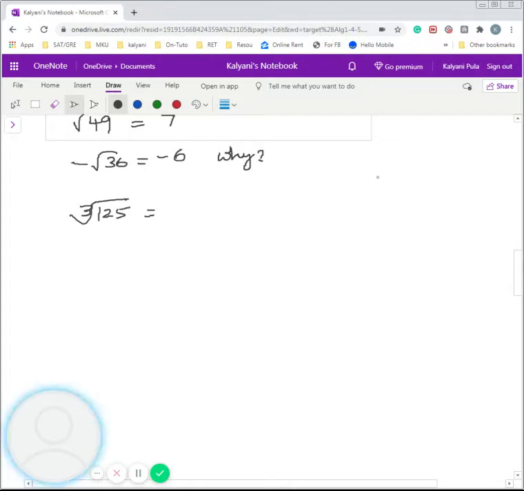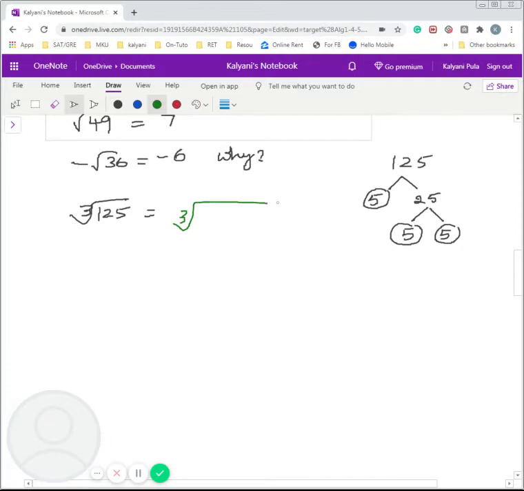So when you have this one, we just talk about a prime factorization. That's what you need to do. 125, you can write it 5 times 25. 5 is a prime number, keep that. And then 25, I can write it 5 times 5. And then 5 is a prime number, and 5 is a prime number. So when I write the cube root of 125, I can write it cube root 5 times 5 times 5.